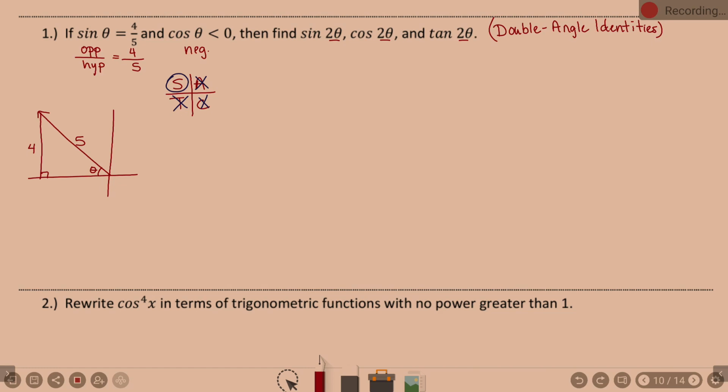Now, those are both positive values. When you go up, it's positive. Hypotenuse is always positive. Just Pythagorean theorem. This is a y value over here. We still have to have an x value over here. So I would say x squared plus 4 squared equals 5 squared.